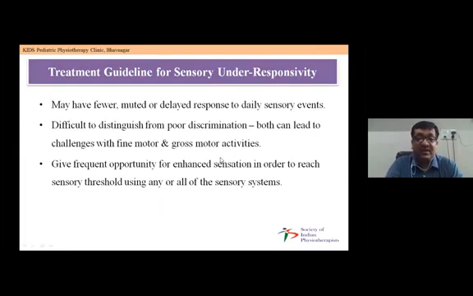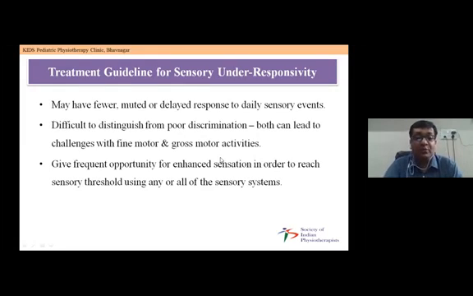The treatment guideline for sensory under responsivity: they may have fewer, muted or delayed responses to daily sensory events. When you are checking the tactile sense in cerebral palsy, they might not have responded, or they might have responded very slowly. So just wait for a response. They might have a very slow response to your tactile or vestibular input. Give them time to respond and check. It is difficult to distinguish between poor discrimination and under responsivity because both can lead to challenges with fine motor and gross motor activities overall. So give them time, let them respond and work on that.